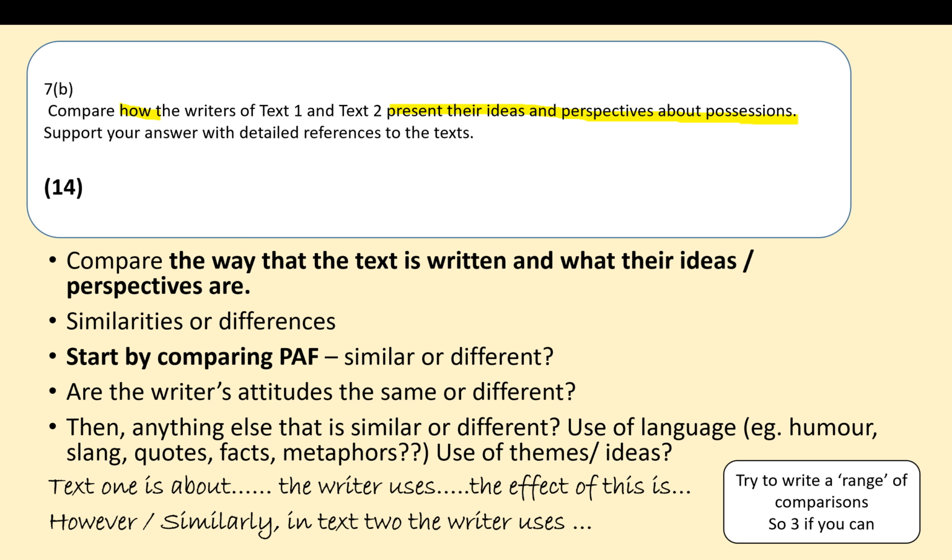Really, to be quite frank, just compare, find something to compare. Okay, that's the main thing, they're testing your comparison skills. So the way that you can write about that, here's an example format.